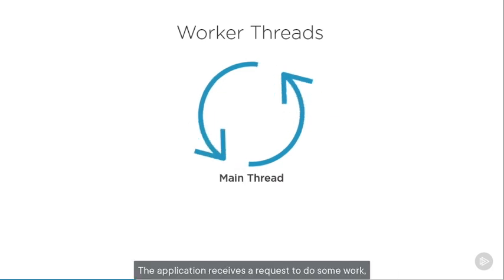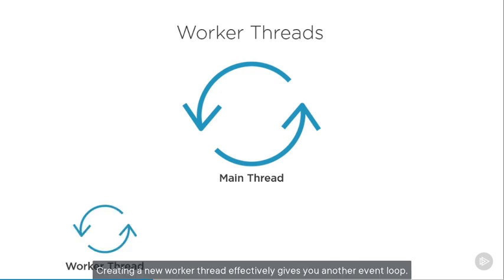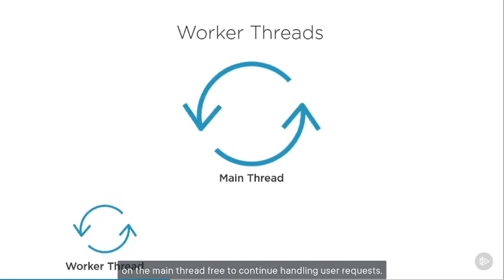The application receives a request to do some work, and the event loop picks it up and takes care of it. Creating a new worker thread effectively gives you another event loop. The benefit of this is that running a CPU-bound task here leaves your event loop on the main thread free to continue handling user requests.